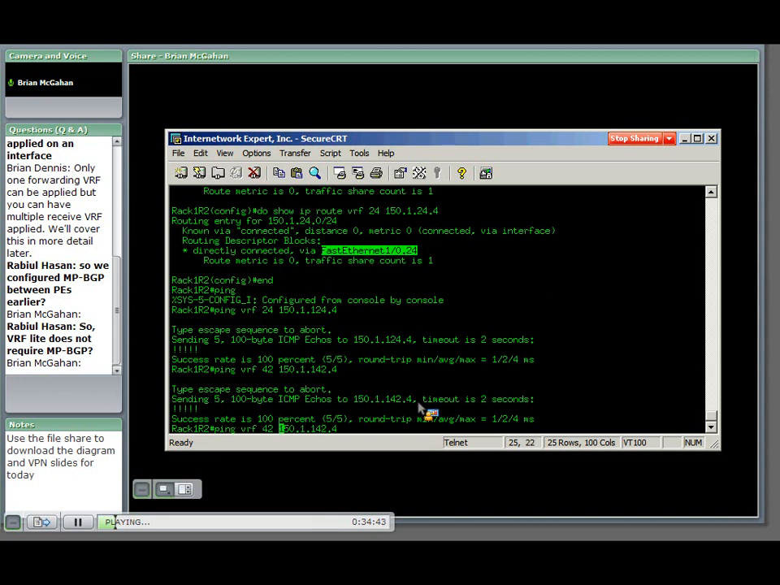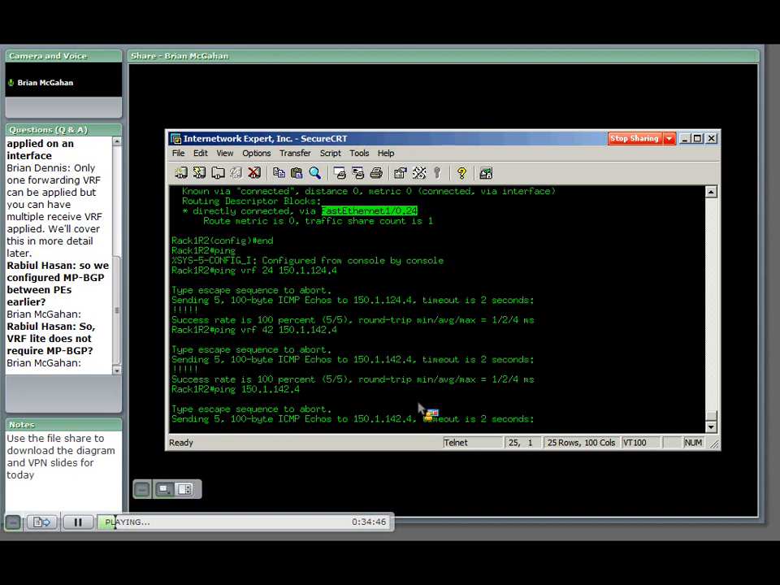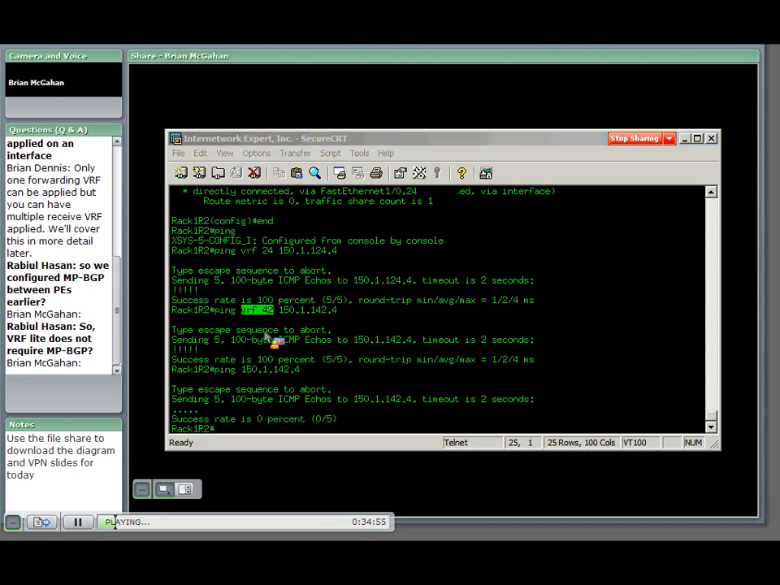Okay, if we try reaching this inside of the global table, we see we don't have reachability because this route only exists inside the routing table instance for VRF42. Okay, so in this case, we're not involving BGP at all. The only thing that we're doing is we have the VRFs applied to the interfaces.